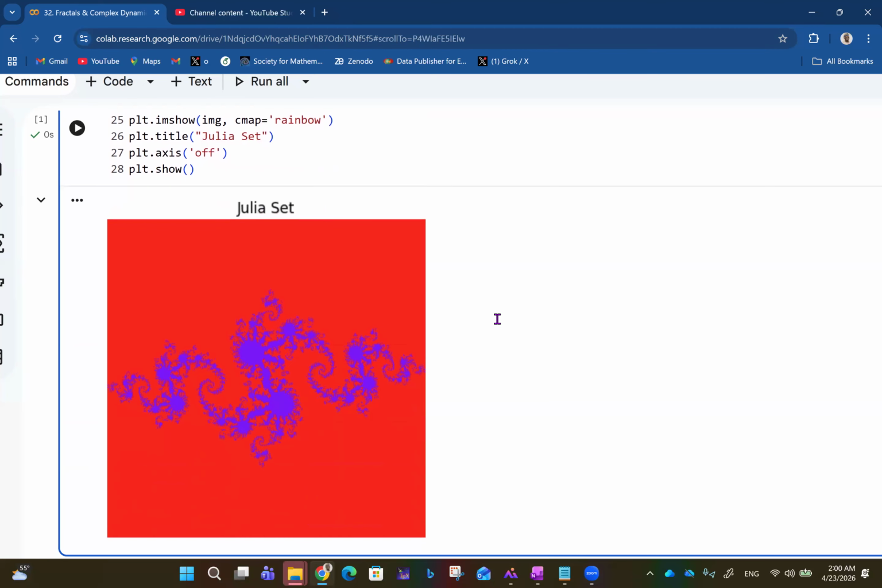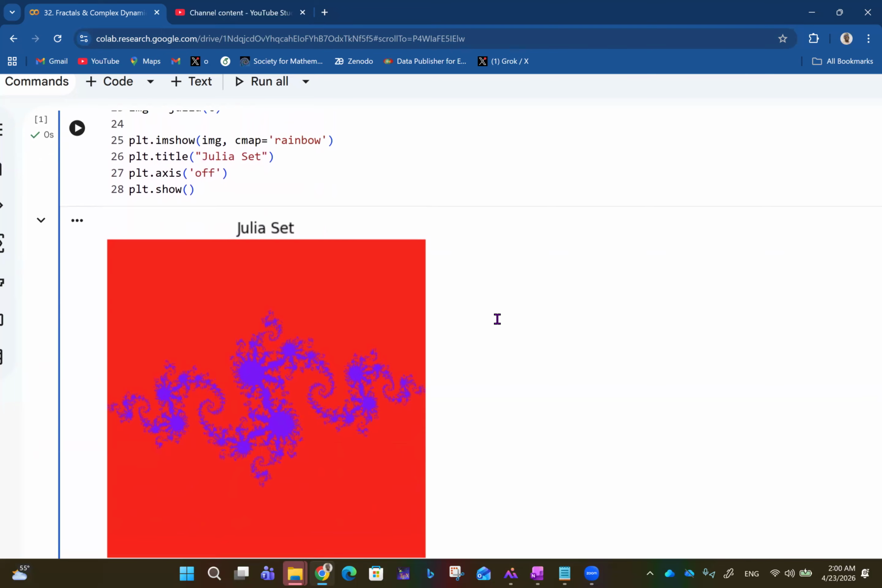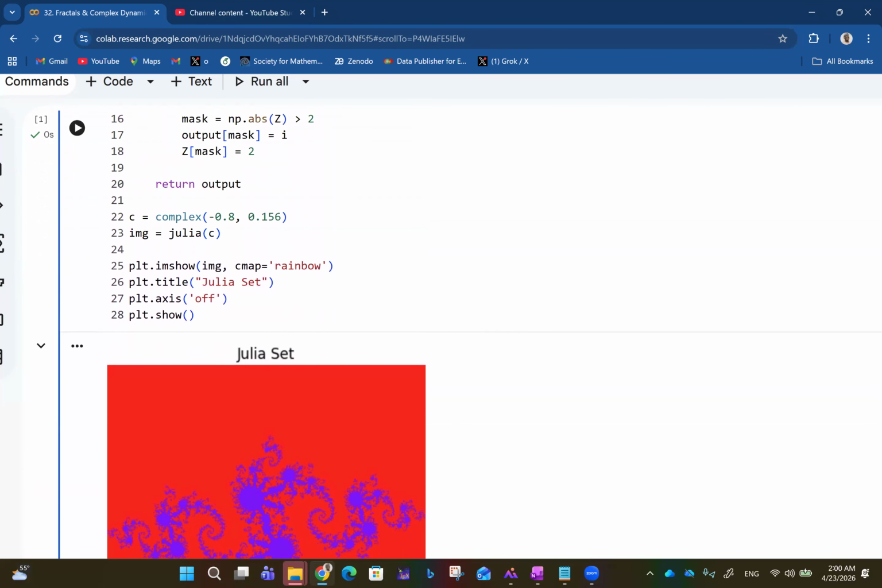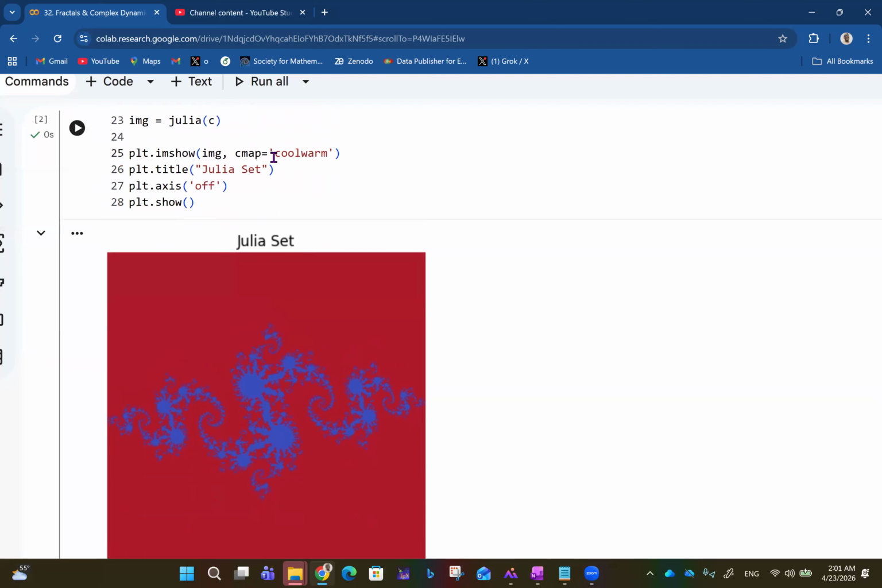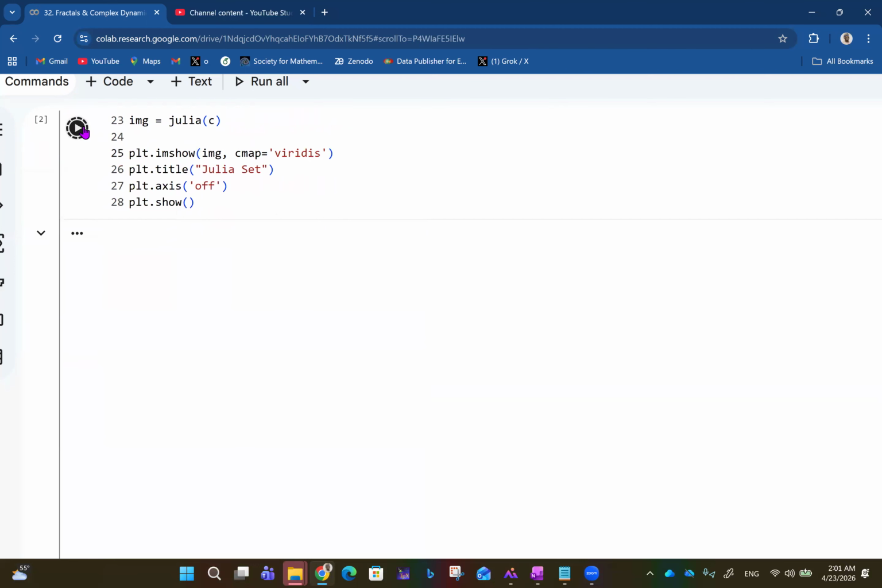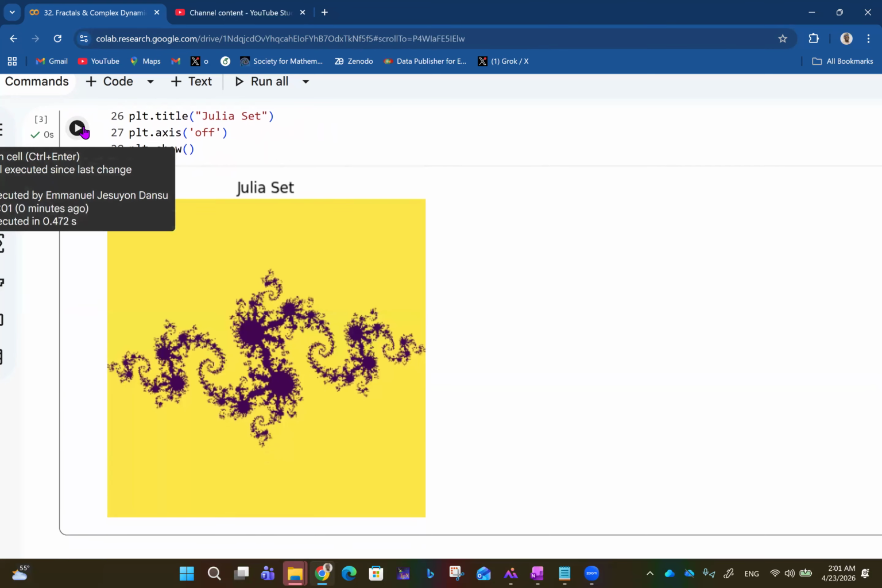Yeah, so we have the Julia set right here. You can see how beautiful. What you see there is just a repetition of the same thing. If I change this now to, I think we have coolwarm. If I change it to coolwarm, maybe it will be nicer to the eyes. Okay, it's still looking like red and blue. What if I change it to Viridis? I hope Viridis works here. That's Viridis. Okay, yeah, something like this.